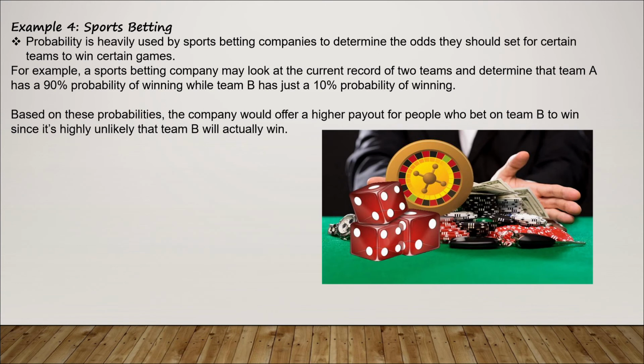Example 4. Sports betting. Probability is heavily used by sports betting companies to determine the odds they should set for teams to win certain games. For example, a sports betting company may look at the current record of two teams and determine that team A has 90% probability of winning while team B has just 10% probability of winning. Based on these probabilities, the company would offer a higher payout for the people who bet on team B to win, since it's highly unlikely that team B will actually win.